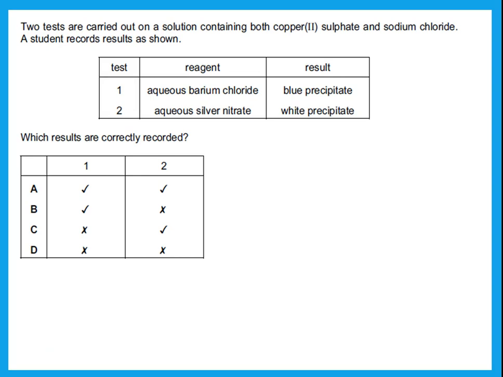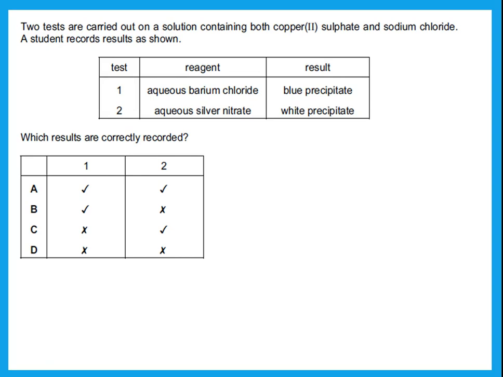So 2 tests are carried out. I have test 1. He has copper sulfate and sodium chloride. That's what he has in his solution. And in test 1, he's adding barium chloride. So I need to ask myself, barium chloride is test for what? It's test for sulfate. Now, do I have sulfate? Yes. If I have sulfate, what am I supposed to get? The test for sulfate was add barium chloride or barium nitrate. And if I have sulfate, I should get white, not blue. So that first test is wrong.